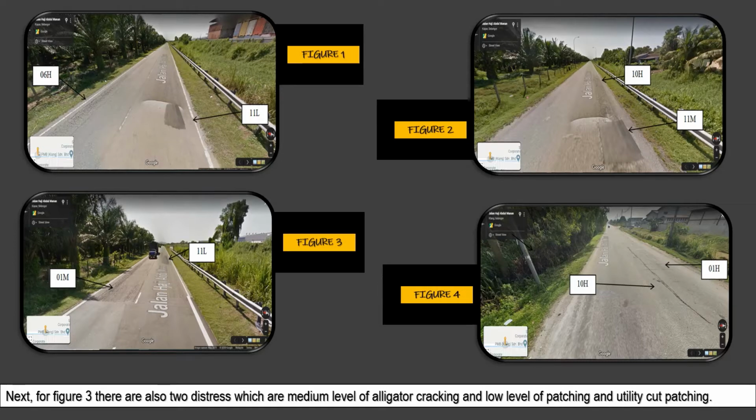Next, for Figure 3, there are also 2 distresses, which are medium level of alligator cracking and low level of patching and utility cut patching. Lastly, Figure 4 has 2 distresses, which are high level of longitudinal and transverse cracking and high level of alligator cracking.